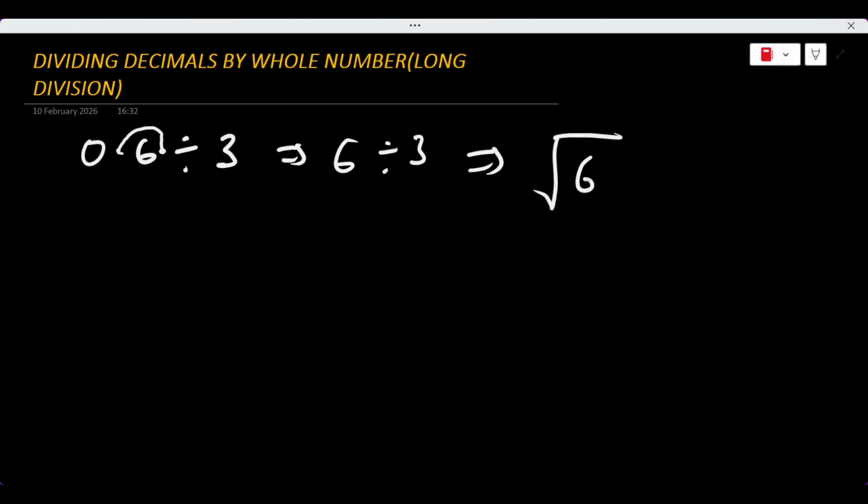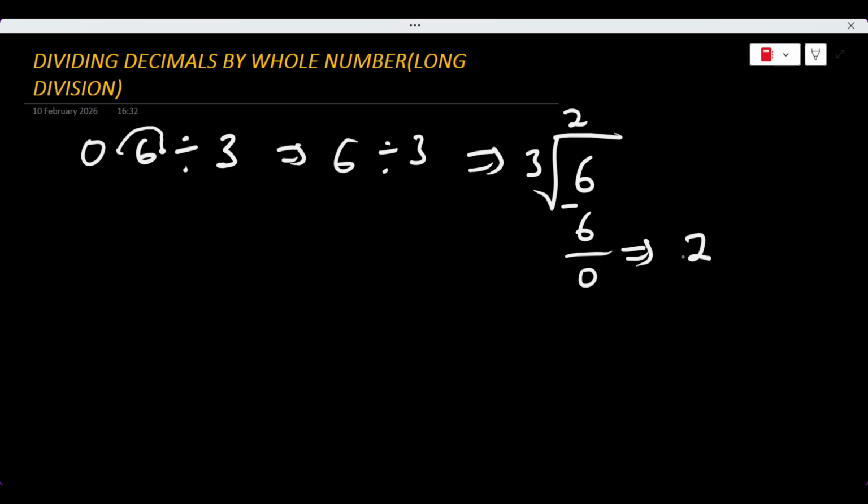We have the dividend, which is 6, and the divisor, which is 3. So 3 goes into 6, or which number multiplied by 3 gives us 6? We have 2. 3 times 2 gives us what? 6. Then you subtract. 6 minus 6 gives us what? 0. So because you have 0 as your remainder, we are done with our long division. So our final answer is what?